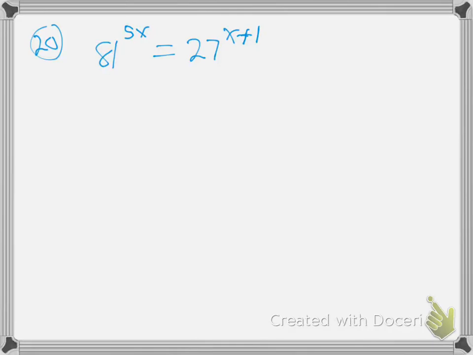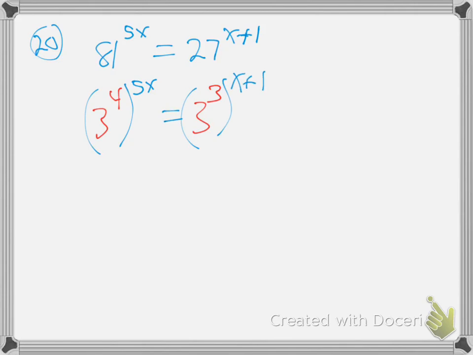Okay, so try that one. They want you to solve for x. So you know the game plan. Make the bases the same, and then you can set the powers equal. Use your calculator. So 81 is 3 to the 4th, and 27 is 3 to the 3rd. All to the 5x on the left side, all to the x plus 1 on the right side. Good so far? I just made them both have the same base.